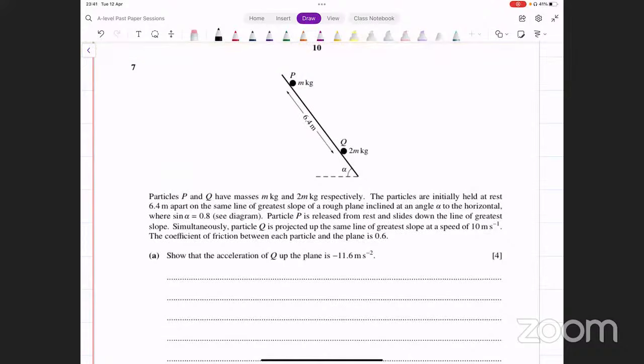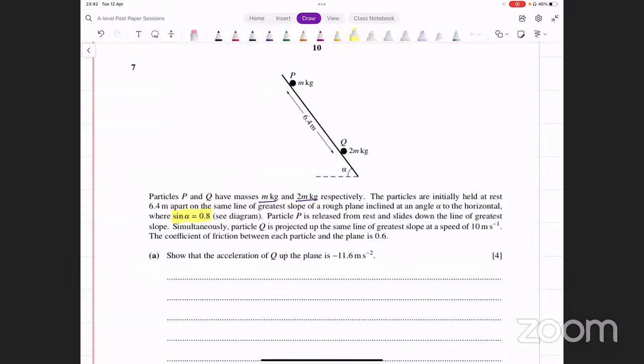Okay. This is m kilograms, this is 2m kilograms. They are initially held at rest. So दोनों की initial speed जब 0, keep that in mind. This is 0, this is also 0. दोनों 0 से start करें, initial speed 0 दोनों. They're 6.4 meters apart. Figure पे नजर आ रहा है आपको. Angle of the plane is alpha. Sine alpha is given, that is 0.8.